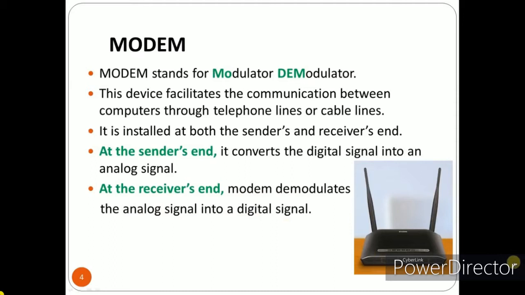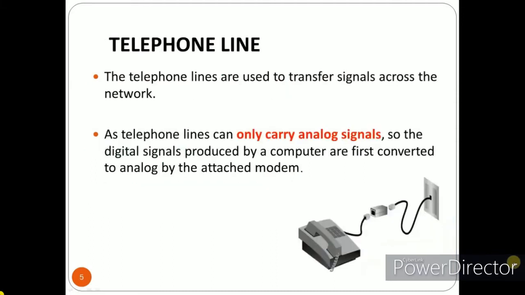next is telephone line. The telephone lines are used to transfer signals across the network. Fine. As telephone lines can carry only analog signals, there are no digital signals in that. So the digital signals produced by the computer are first converted into analog by the attached modem.